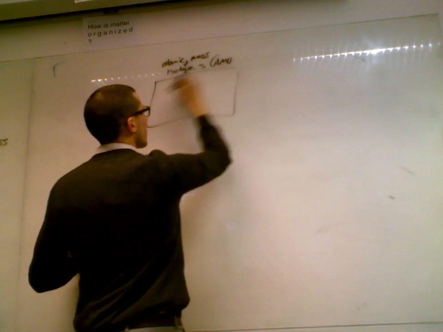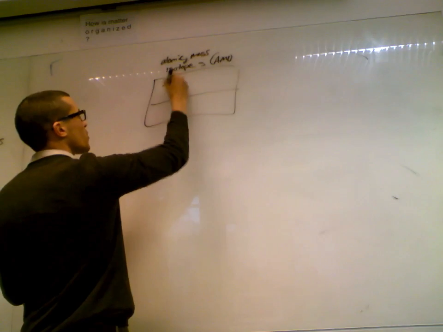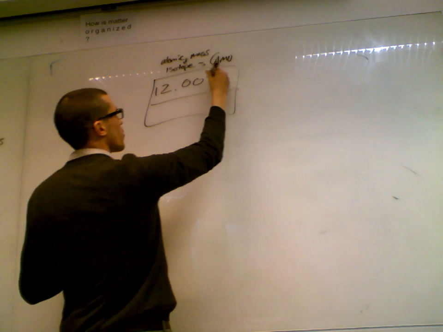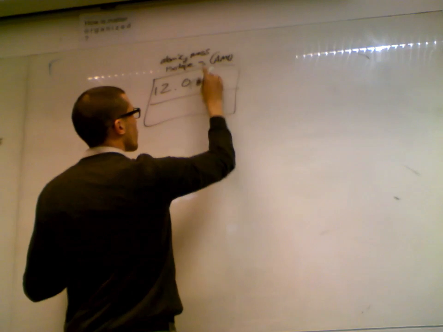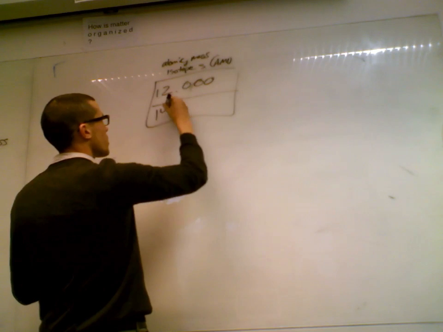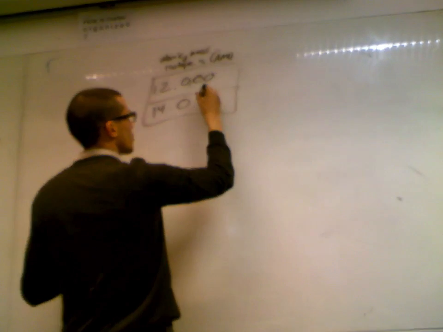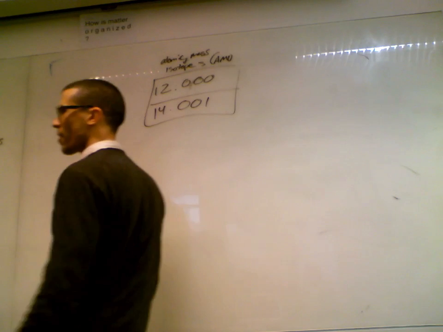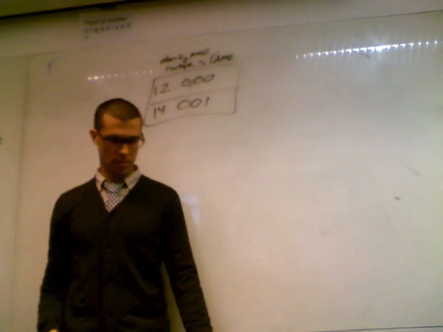Let's say there's 2 isotopes right here. I'm going to say one of them is 12.00, and this one is, let's say, 14.001. How about that?